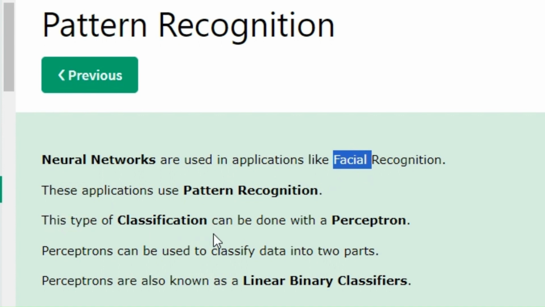This type of classification can be done with perceptrons. Perceptrons can be used to classify the data into two parts. Perceptrons are known as linear binary classifiers.